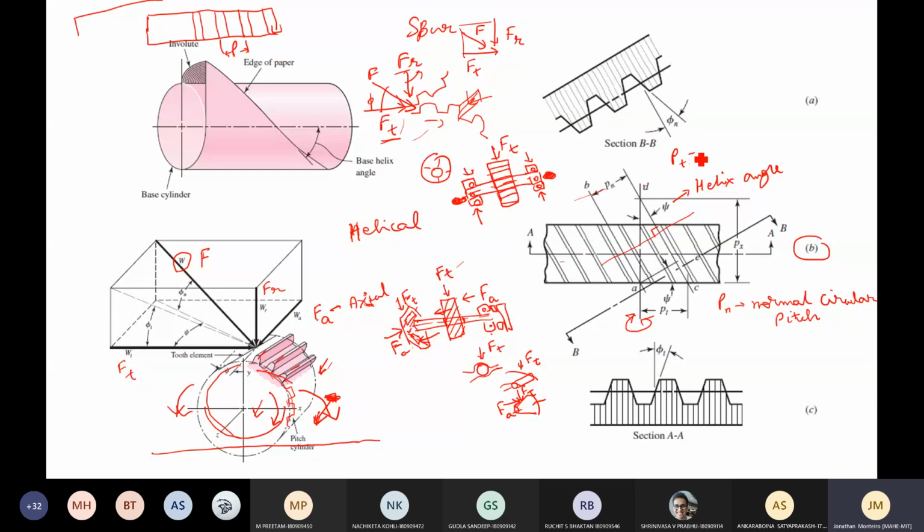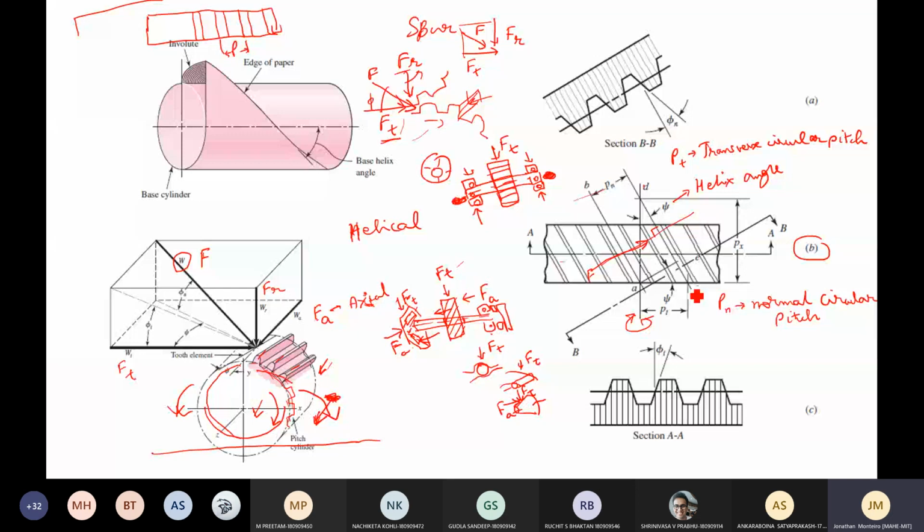Pn is measured normal to the force acting. How is the force acting? We know the normal force is acting in the direction like this, directly on the tooth. This is the force F that is acting. So normal to that, if you have a pitch, we call it the normal circular pitch, and Pt is the transverse circular pitch, where the face width, or the plane perpendicular to the axis, is taken as reference. So this Pt is different from Pn.